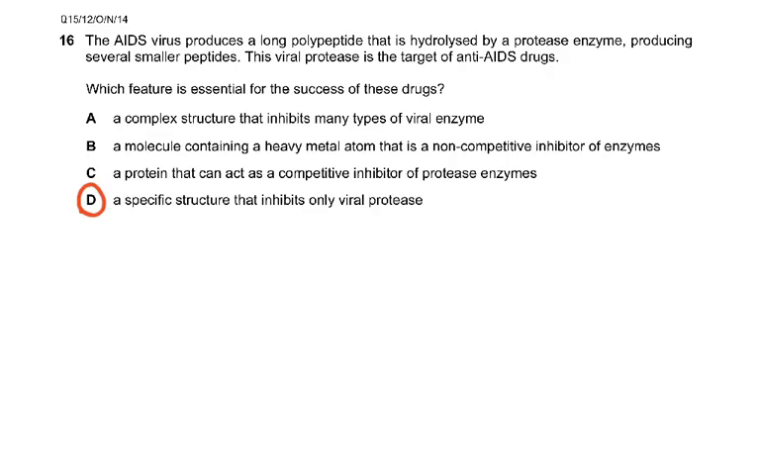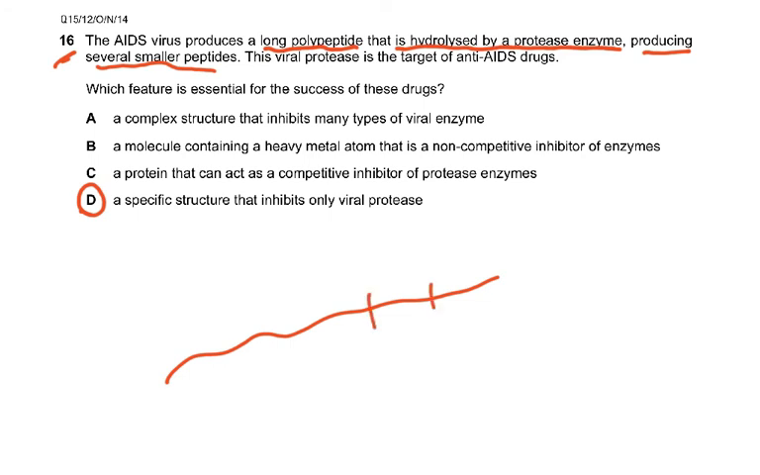The AIDS virus produces a long polypeptide that is hydrolyzed by a protease enzyme, producing several smaller peptides. So there's a polypeptide, and there's a protease enzyme which breaks this up into pieces. This viral protease is the target of anti-AIDS drugs. So this is what will be targeted by the drug.